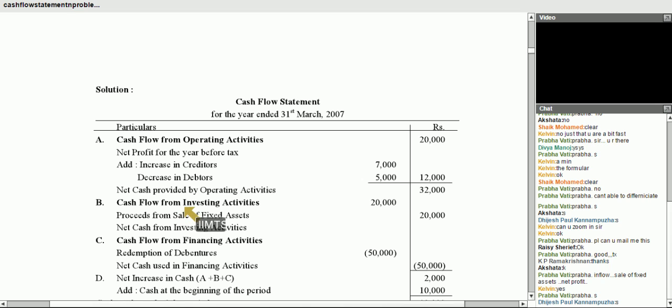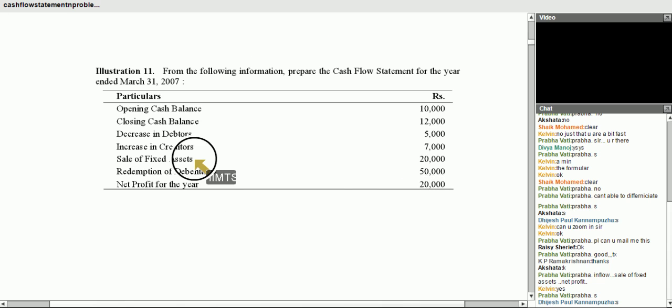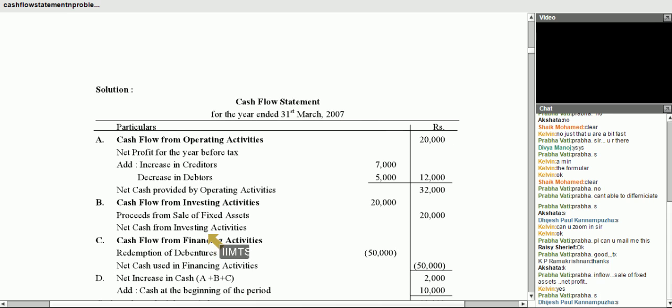Okay. Next is cash flow from investing activities. We have invested 20,000 rupees, and proceeds from sale of fixed assets is also 20,000. Sorry, in cash flow from investing activities, we have received 20,000 rupees from sale of fixed assets. As you can see, sale of fixed assets is 20,000 rupees, third last, right? So this comes in investing activities. So the total net cash flow for investing activities is 20,000.